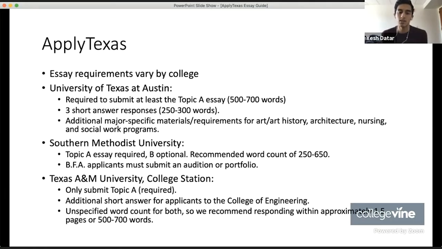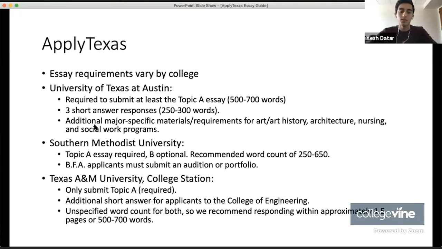They also want additional major specific materials requirements for art history, architecture, nursing, and social work programs. Oh, I didn't even explain the terminology. So topic A essay, right? That's one essay prompt, I would say. There's also a topic B and a topic C essay, and we'll break that down in a little bit.